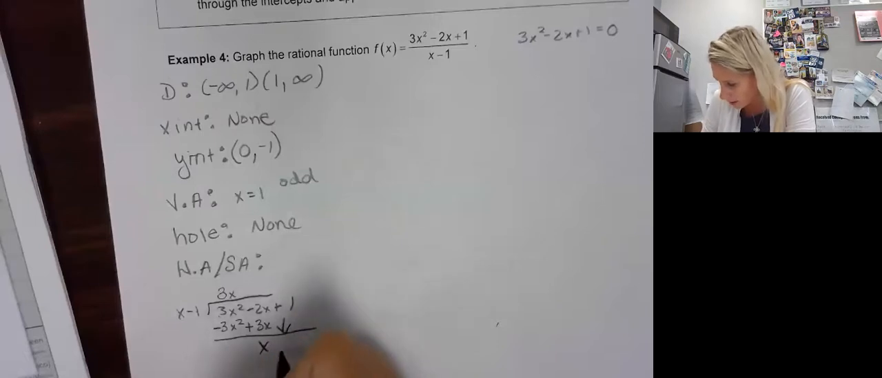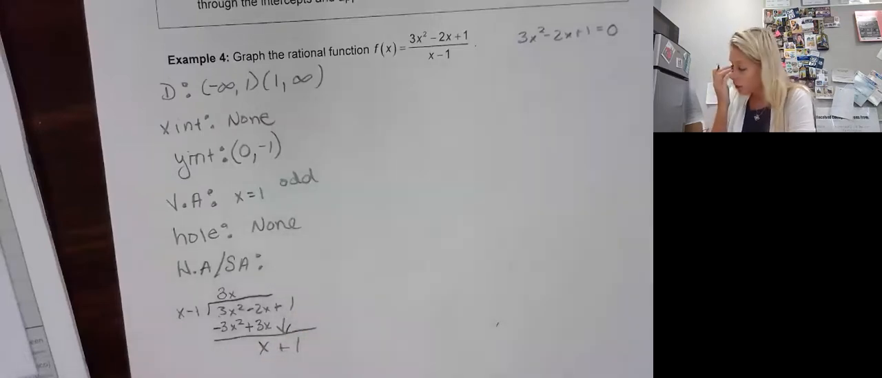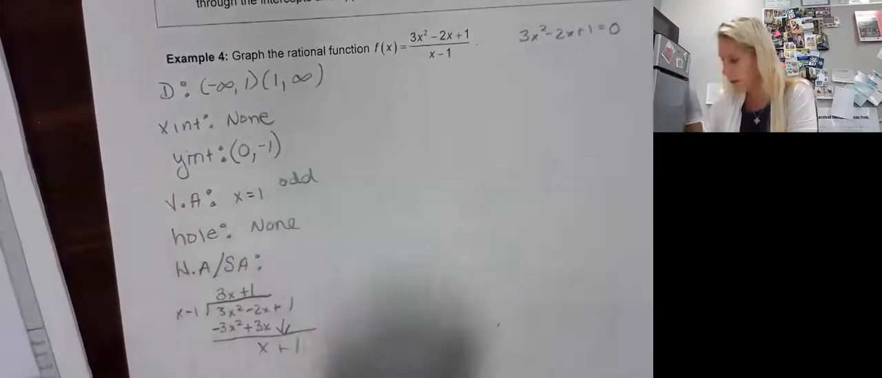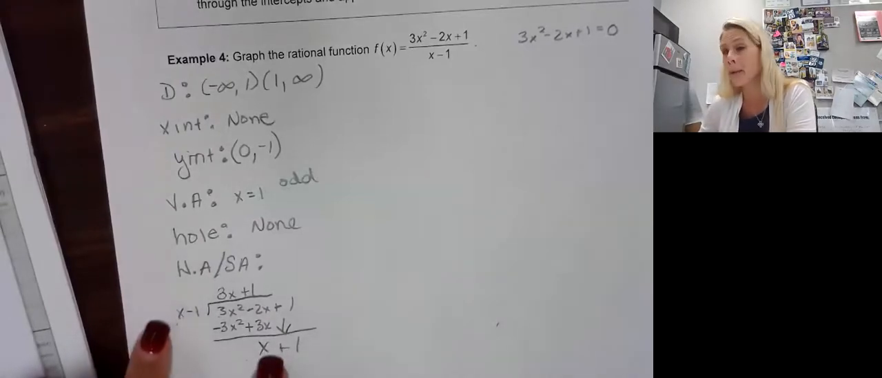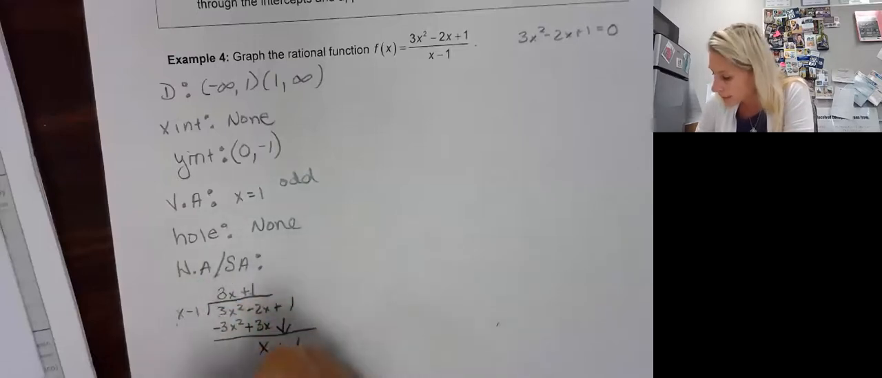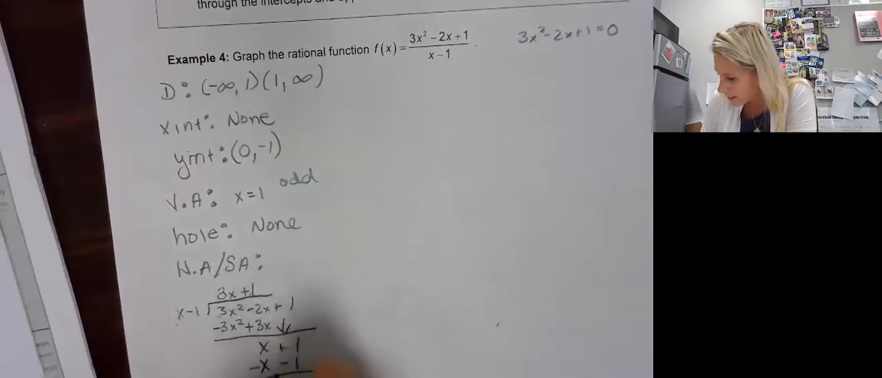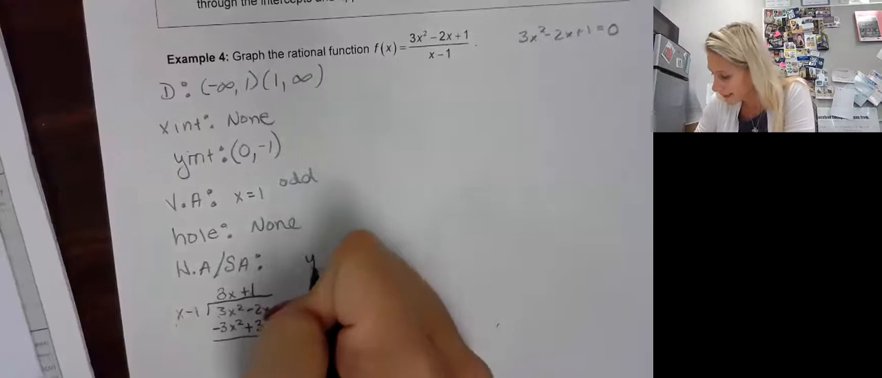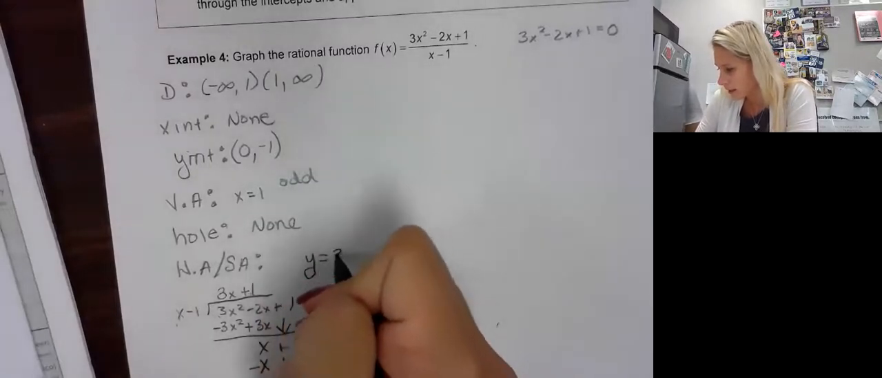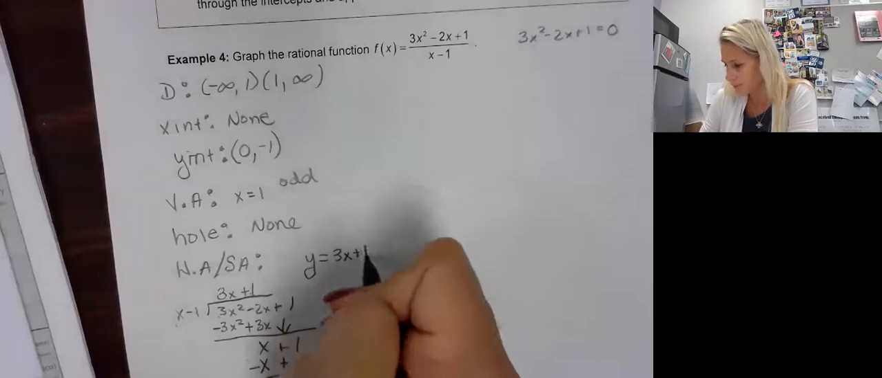Bring down the 1. What do you multiply x by to get to x? Well, I multiply that by 1. Remember, you know when to stop when it's less than the exponent. This is the same, so I have to keep going. 1 times x is x. 1 times negative 1 is negative 1. Add the opposite, so I get 2. I can't do anything there, so I stop. So my slanted asymptote is at y equals 3x plus 1.